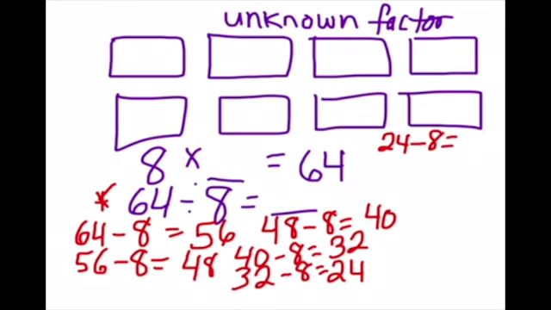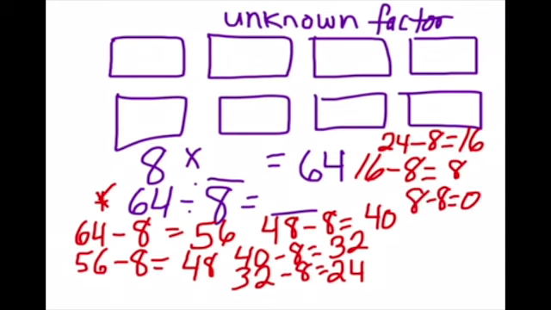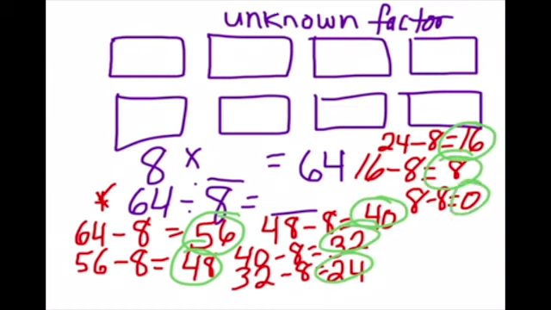24 minus 8 is 16. 16 minus 8 equals 8. And 8 minus 8 equals 0. So how many times did I subtract until I got to 0? 1, 2, 3, 4, 5, 6, 7, 8. 8 times. So 8 is our unknown factor.